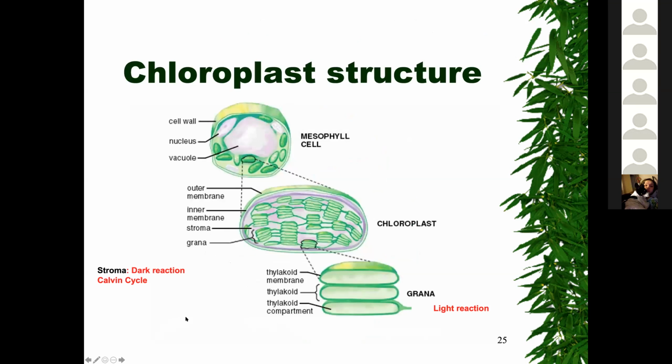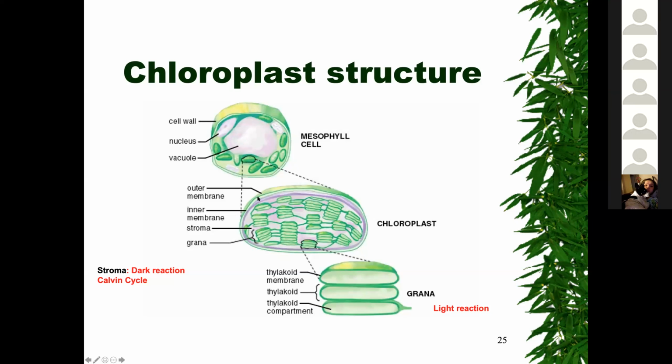The chloroplast structure. This comes back, there was a question earlier about what are thylakoids and what is the stroma. This slide answers both of those questions. So if you look at the chloroplast, this is one chloroplast taken from one cell, the mesophyll cell.